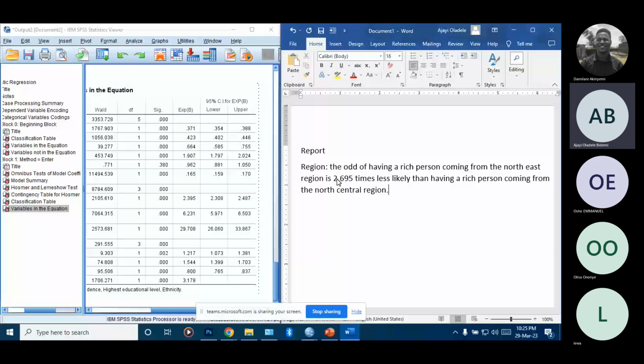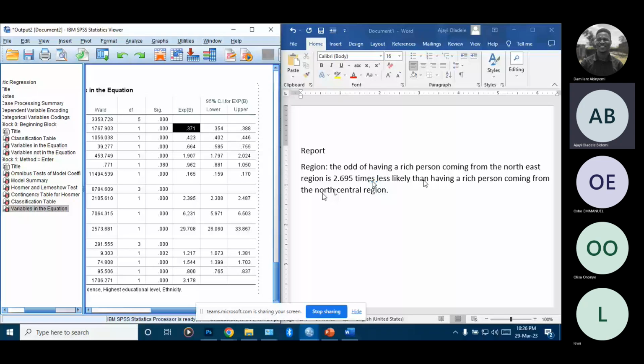Now, the odds of having a rich person from the northeast is 2.695 times less likely because the odds ratio is less than 1. Okay, 2.695 times less likely than having a rich person coming from the north central region.